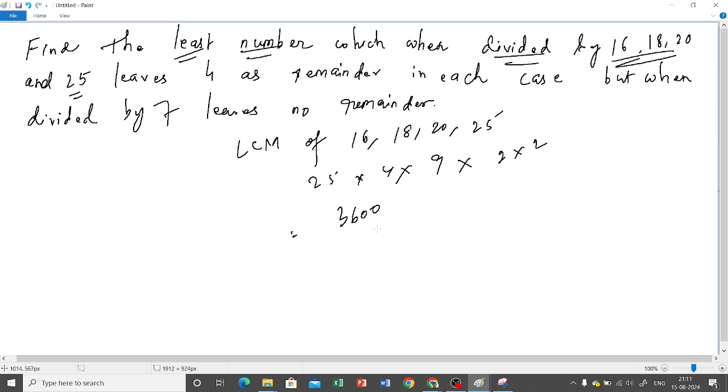Okay. 3600. Now it is given leaves 4 as remainder. So that means add 4 to it. So 3604 is a number which when divided by 16, 18, 20 and 25 will leave 4 as the remainder. But when divided by 7 leaves no remainder. So if I divide this one by 7, let's see what we get.